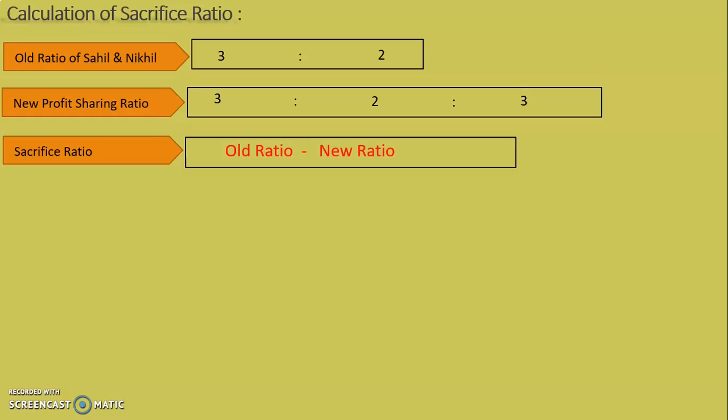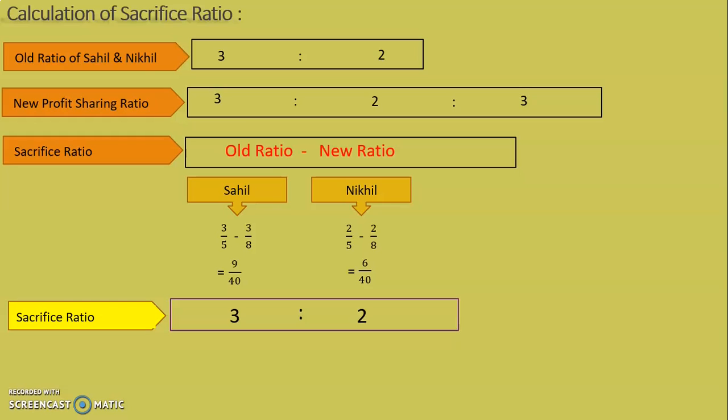So to calculate sacrifice ratio, old ratio minus new ratio. For Sahil, old ratio 3/5 minus the new ratio 3/8. Here we have to equalize the denominators. After equalizing the denominators, we subtract and we get 9/40. For Nikhil, old ratio 2/5 minus new ratio 2/8. Again, after equalizing the denominators, we subtract and we get 6/40. Now 9:6. We reduce this ratio to lowest term. We get the sacrifice ratio as 3:2.